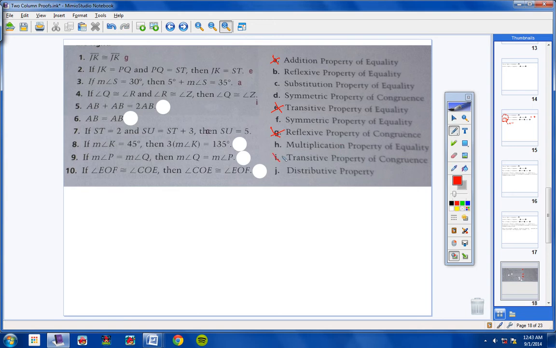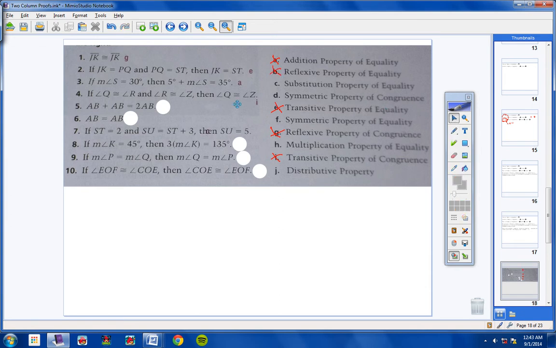Okay, let's take a look at this one. AB plus AB equals 2AB. Now that's interesting. I'm not sure. Let's come back to that one. Let's come down here. AB equals AB. Now we have an equal sign, so we know we're dealing with an equality. It's AB equals AB, so that's going to be the reflexive property of equality.